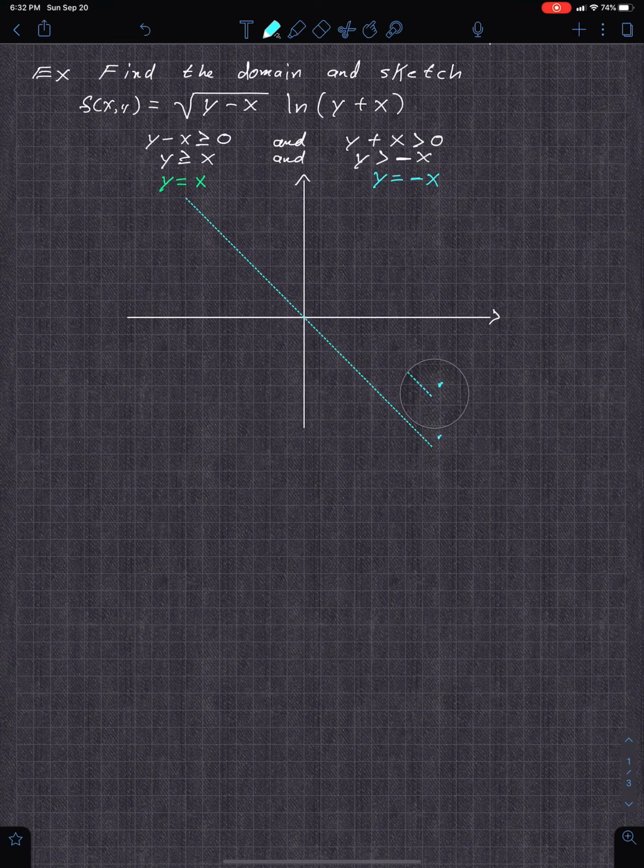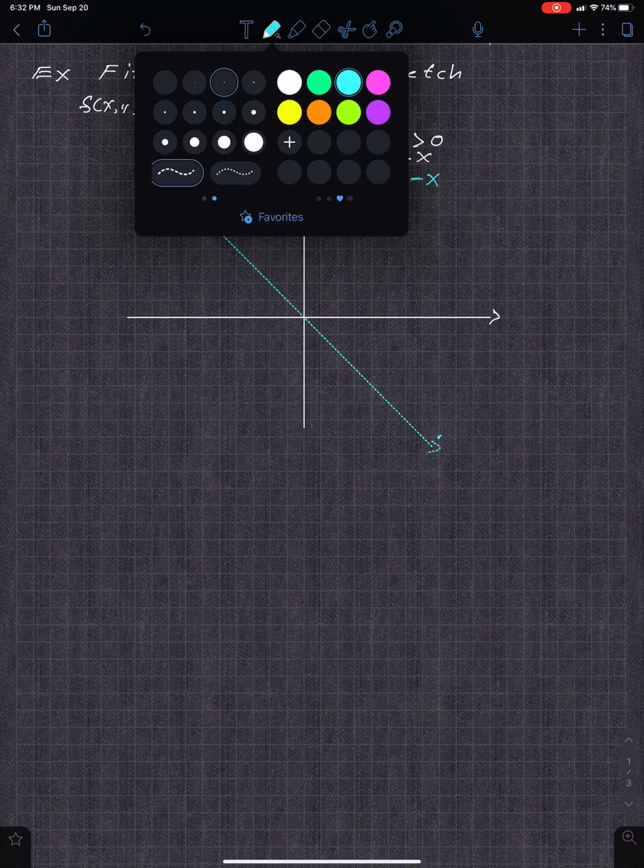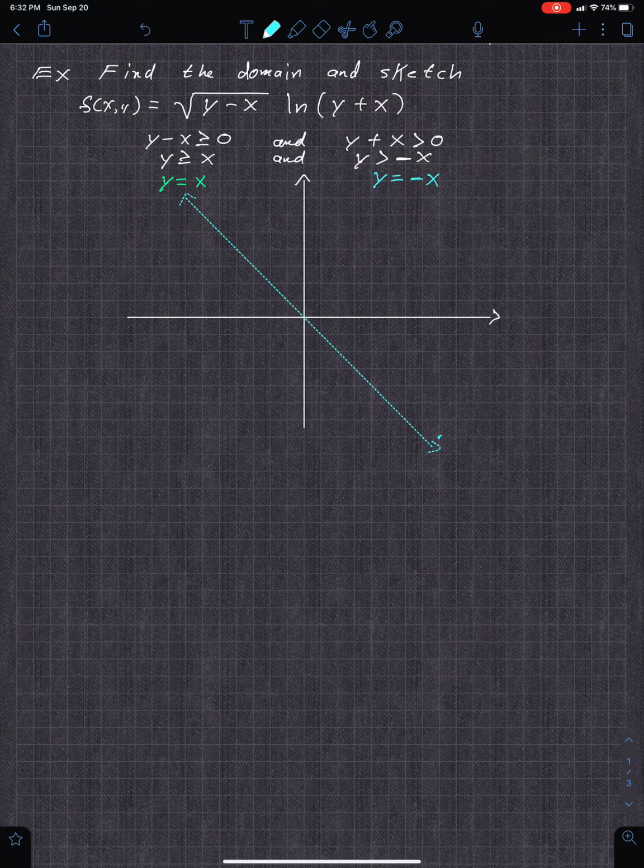And it needs to line up right. Yeah, that's right. All right, so that's one case. And that's my y equals negative x. So I have, though, that y is strictly greater than negative x.